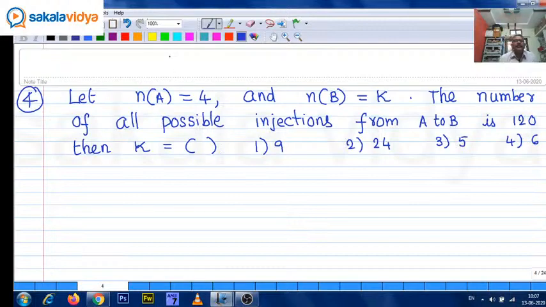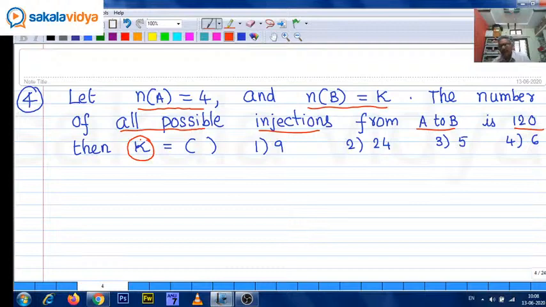See, in this question, the cardinality of A, n of A, is equal to 4. The cardinality of B, n of B, is equal to k. We do not know the k value. The number of all possible injections from A to B is given as 120. Then we need to find out the k value.